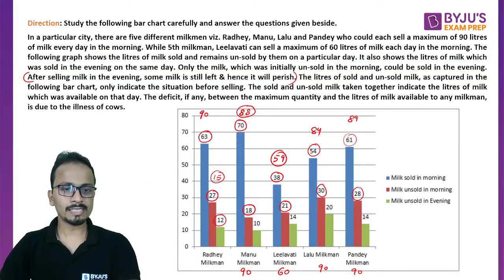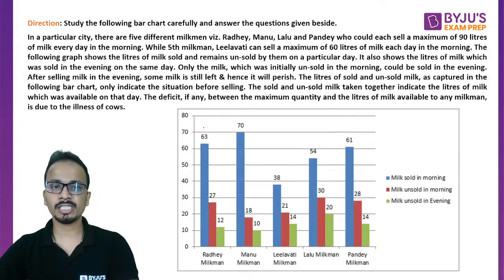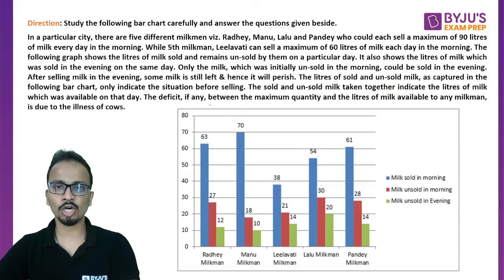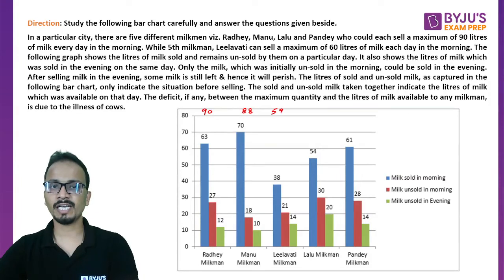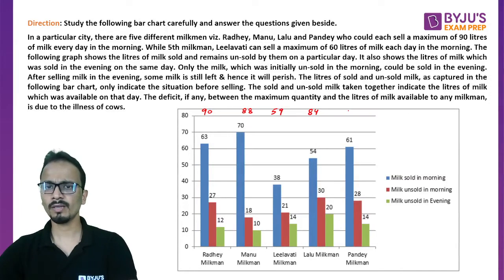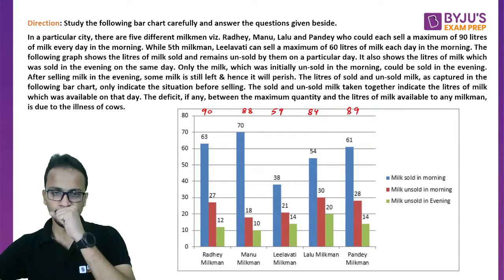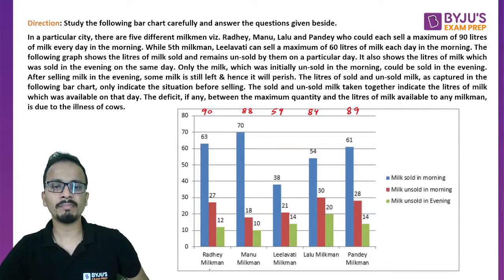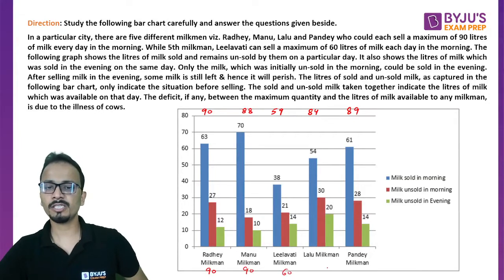Now let's basically write this data in a proper way. So at the top I'll write the total quantity of milk, 90, 88, 59, 84 and 89. Okay. At the bottom I'll write the maximum capacity, 90, 90, 60, 90 and 90.